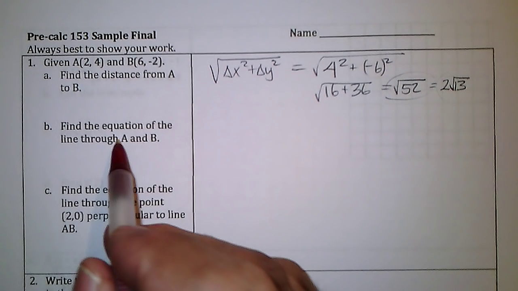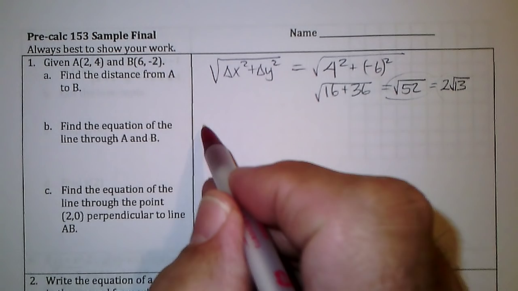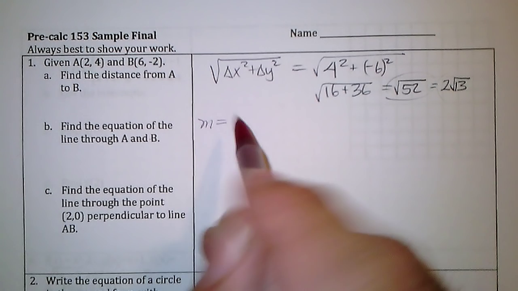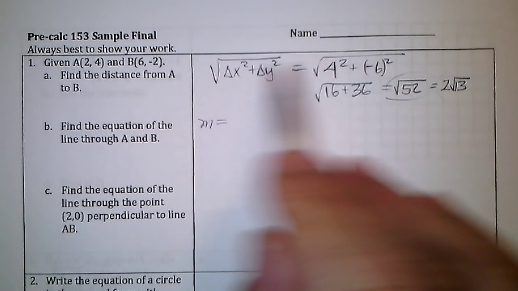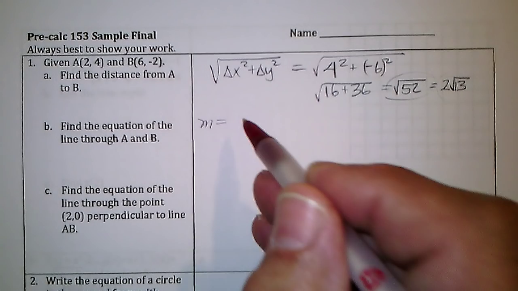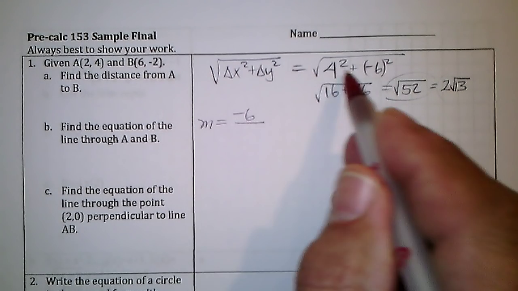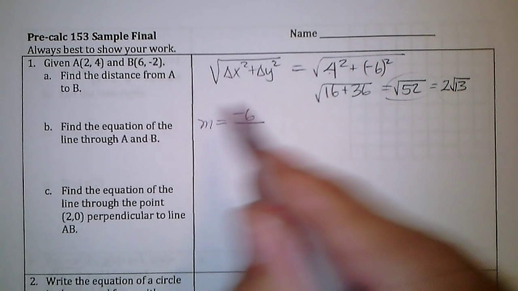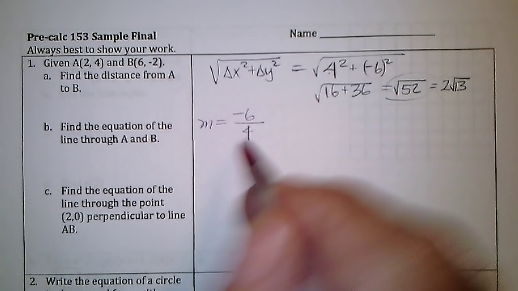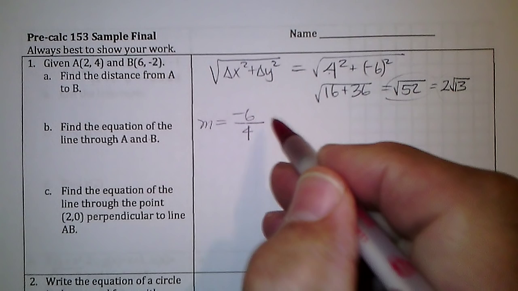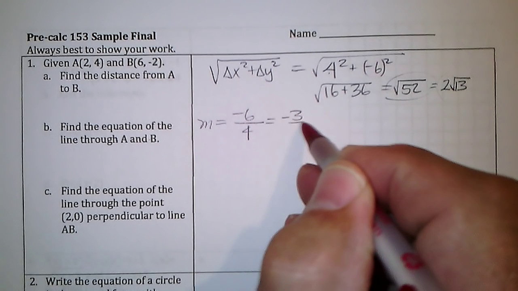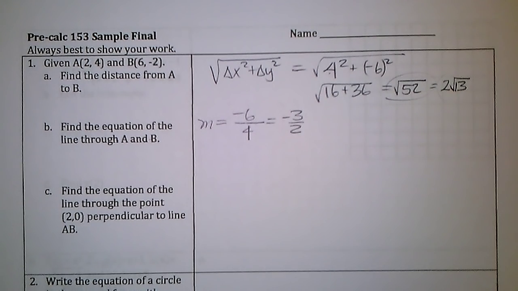Find the equation of the line through A and B. So the slope would be change in y, which we just decided was negative 6, over the change in x, which we decided was 4, which is negative 3 halves.